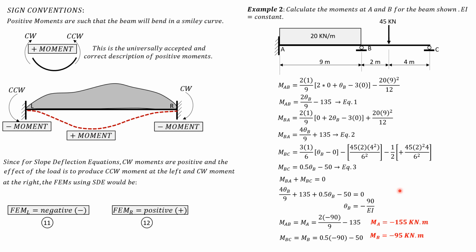So I hope that you know the reason why these moments are negative, because the curvature of the elastic curve will be concave down here, and at B, of course, the deflected shape will look like this, then concave down here. So that's why moment B is expected negative, concave up, and 0. So that's why the moments are expected negative.